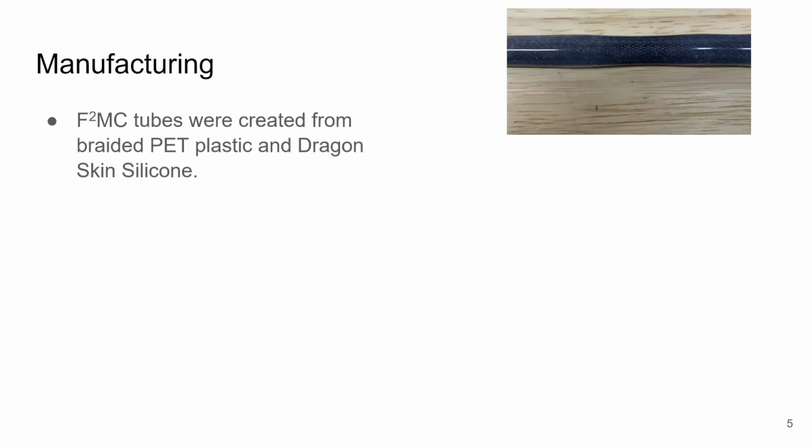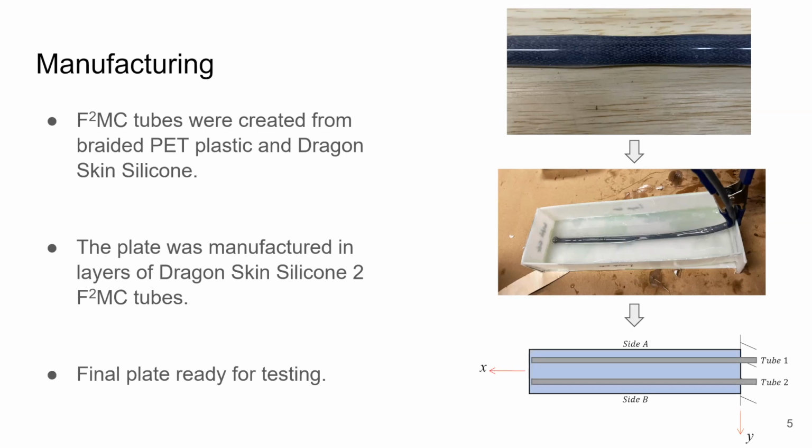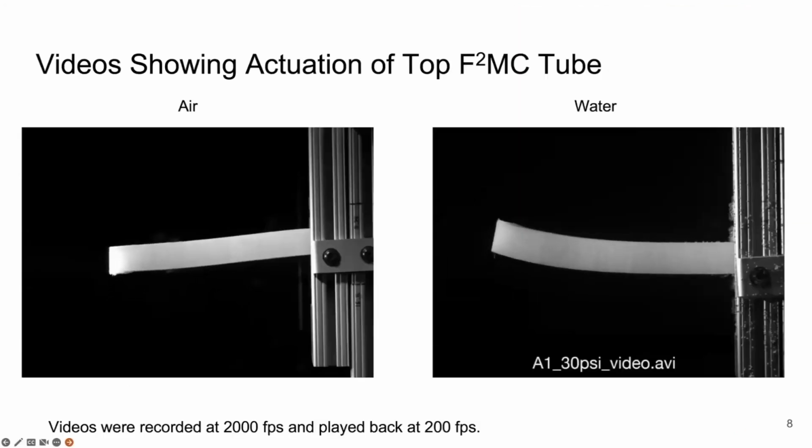To make the panel, we first start by making F2MC tubes, which are comprised of braided PET plastic encased in silicone. Then using a mold, layers of silicone were poured with F2MC tubes in between, with one end of the tube sticking out of the plate. The final plate has two rows of tubes, one on top and one on the bottom. This creates that distributed moment that was discussed earlier.